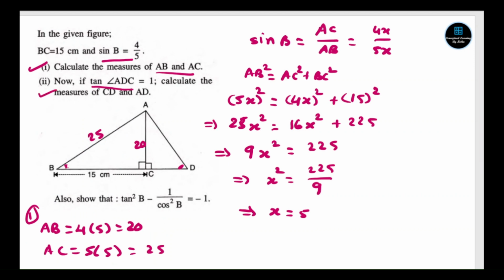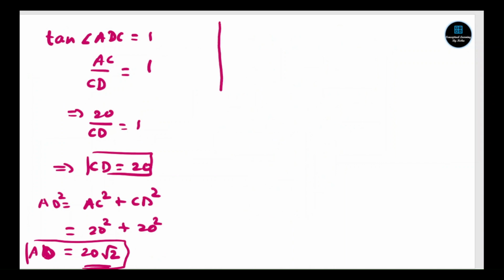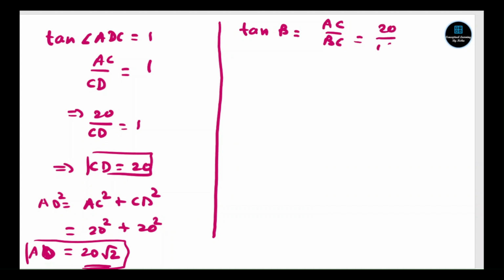Also we have to show that tan square B minus 1 upon cos square B equals minus 1. So for that, first of all, I'll write the value of tan B. Now tan B is nothing but AC to BC. Alright. So tan B equals AC to BC. AC is 20, BC is 15. So we'll get tan B equals 4 over 3. This is the tan B value.